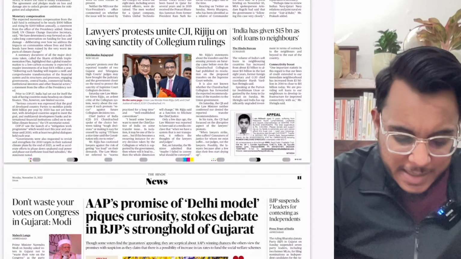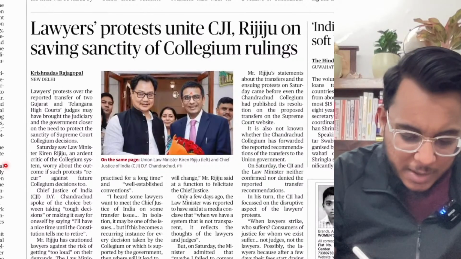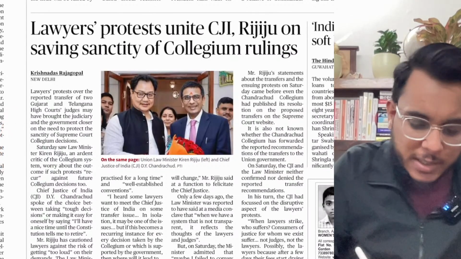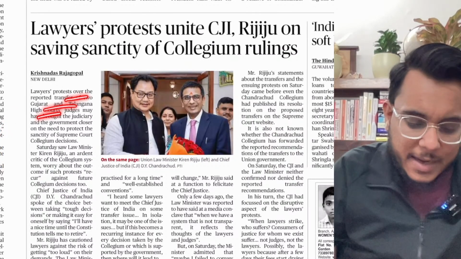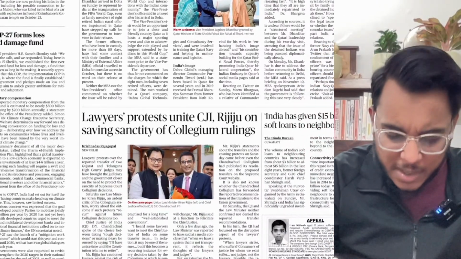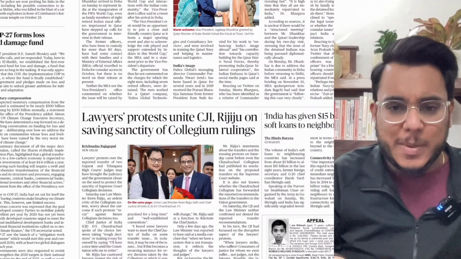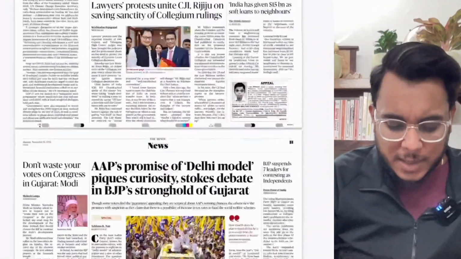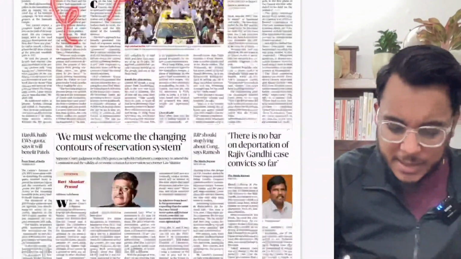So guys, basically in this particular direction, lawyers are protesting recently over the transfer of two Gujarat and Telangana High Court judges. So that particular thing is provided. With respect to the examination, you don't need to go into this particular article, okay? Then, moving on, the political articles etc. have been given.